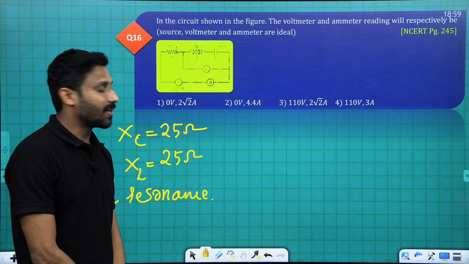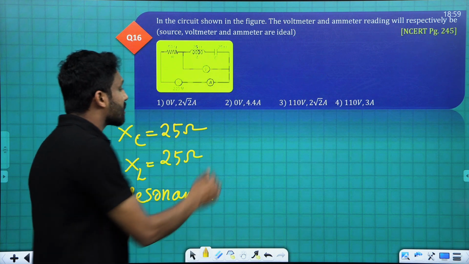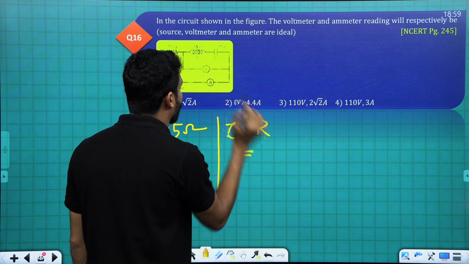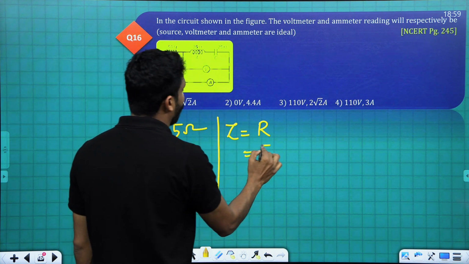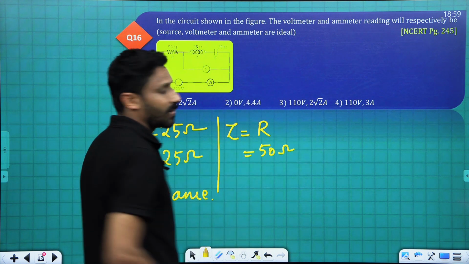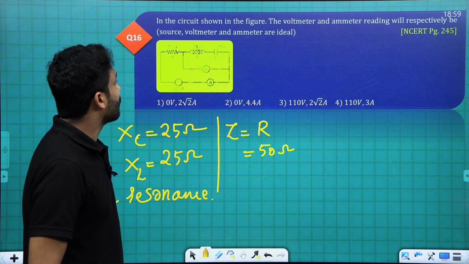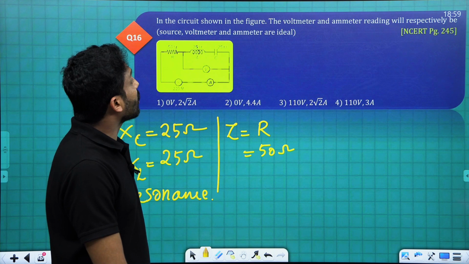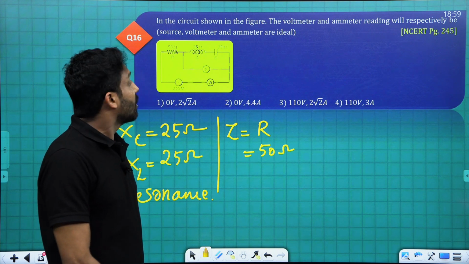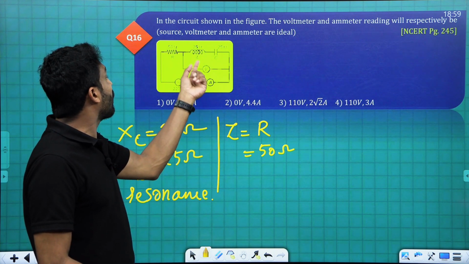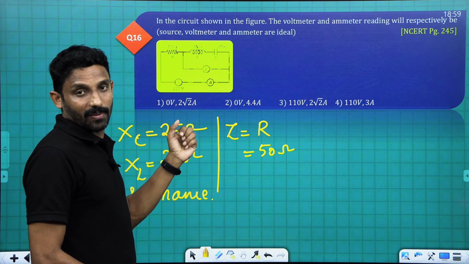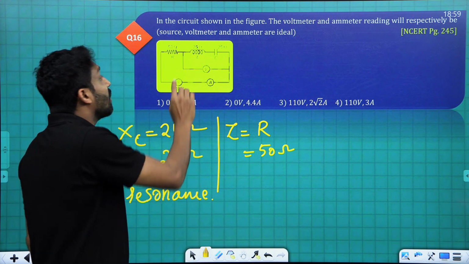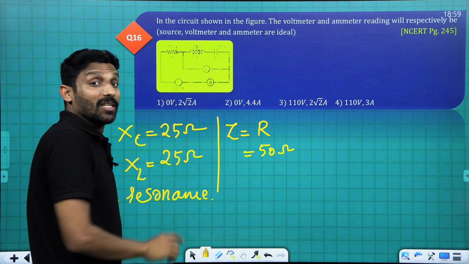Yes. Okay. Then the impedance Z is equal to the minimum value, that is equal to the resistance value. And the resistance value is 50 ohm, given in the question. Okay. Now, they are asking about the voltmeter and ammeter readings. Voltmeter is connected between the inductor and capacitor. Clear? So, we have to calculate the vector VL plus vector VC.